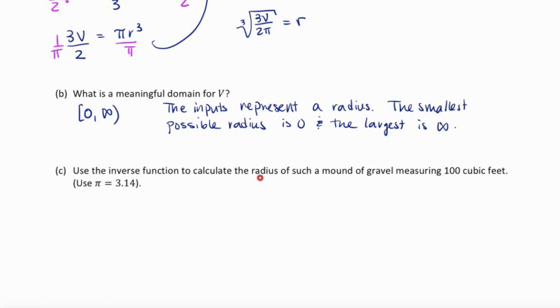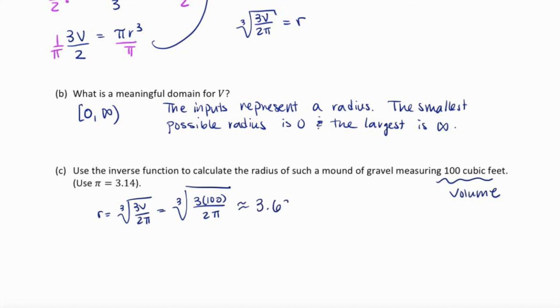Use the inverse function to calculate the radius of such a mound of gravel measuring 100 cubic feet. So this is the volume. Let's use the inverse function we found in part A, that's up here. So I have r equals the cube root of 3V over 2 pi, which is the cube root of 3 times 100 over 2 pi. Using your calculator, you should get that this is approximately 3.63.